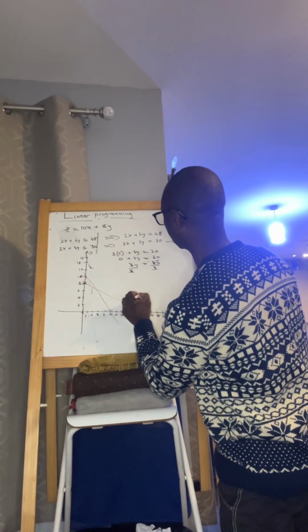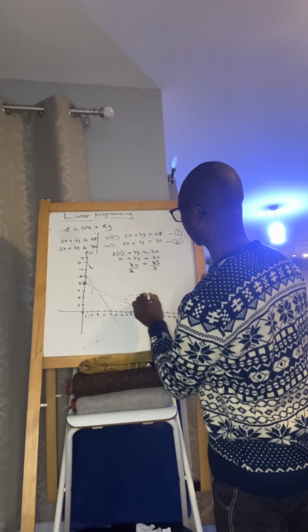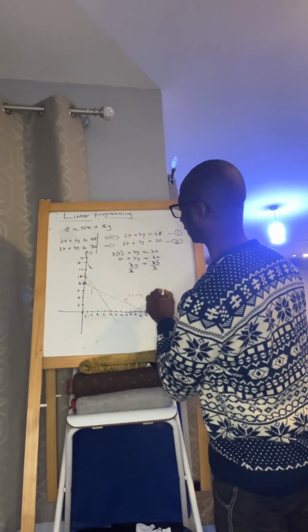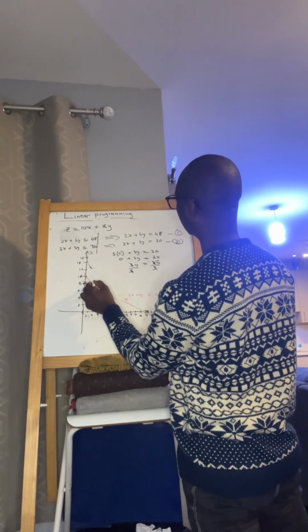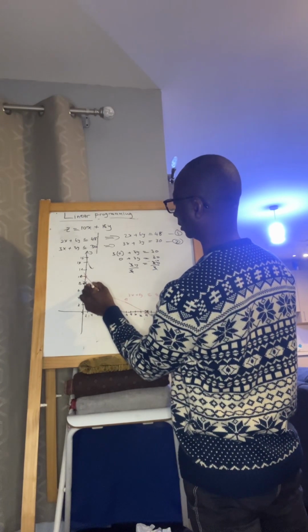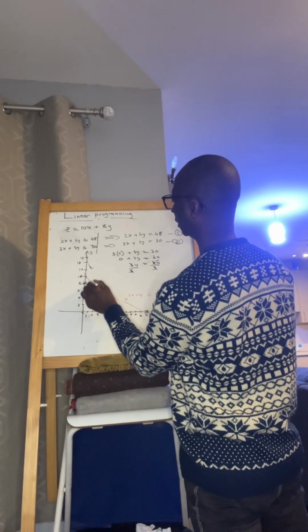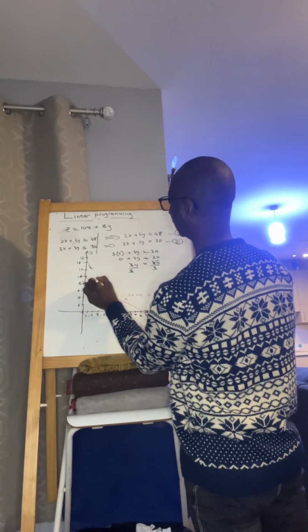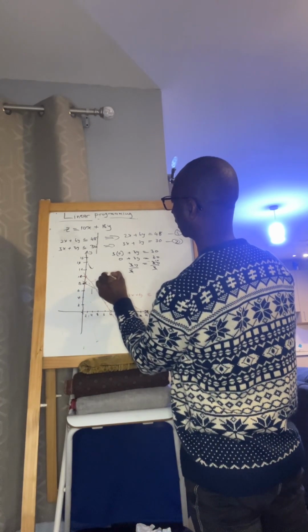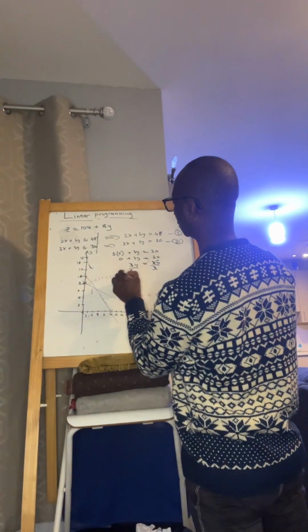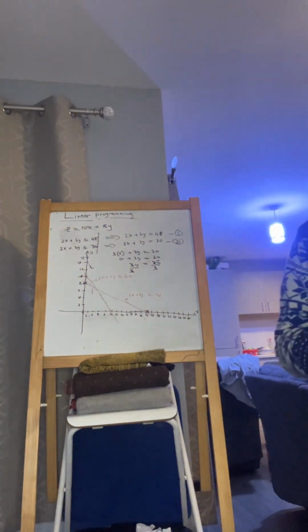2x plus 6y, what did it say? Is less than or equal to 48. And for this other equation, 3x plus 3y is less than or equal to 30. Correct?